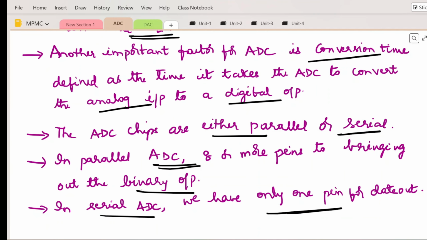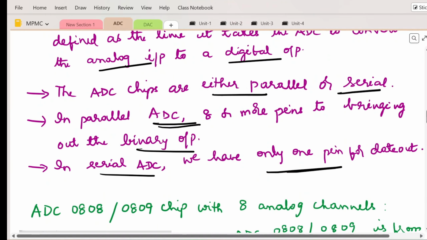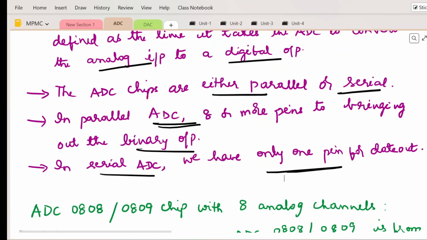In the next video, we will discuss the ADC chip 0808 0809 with 8 analog channels.